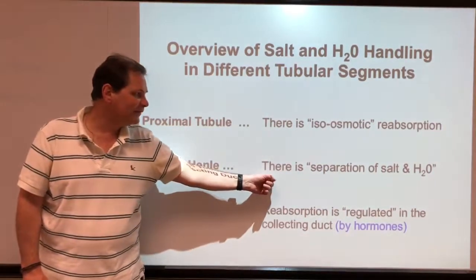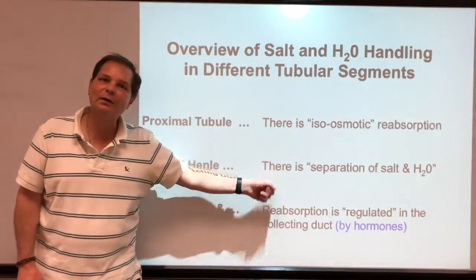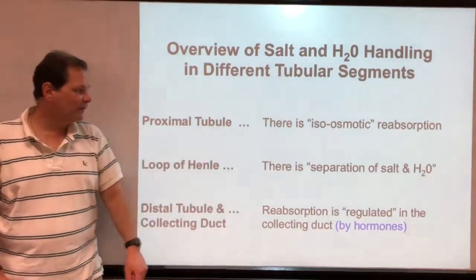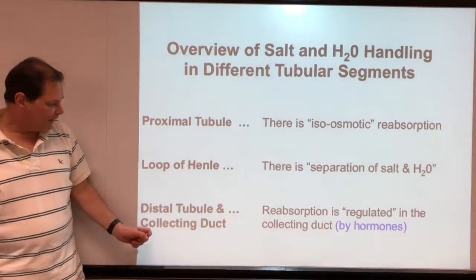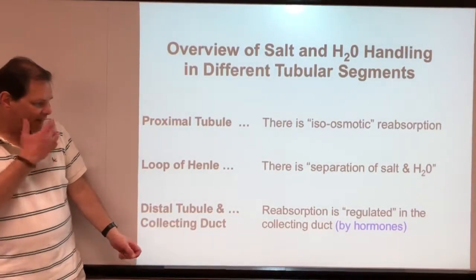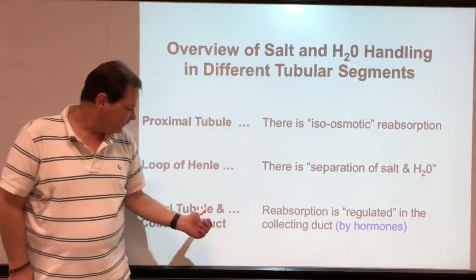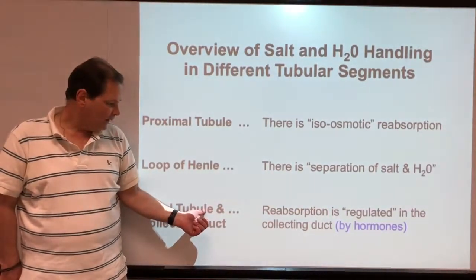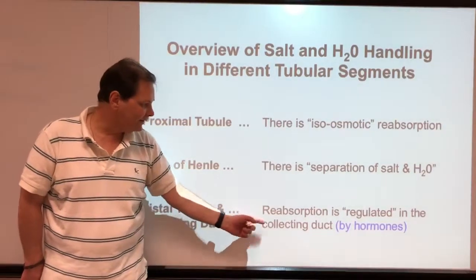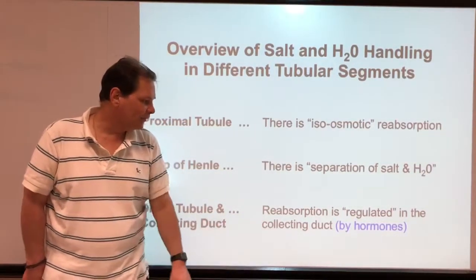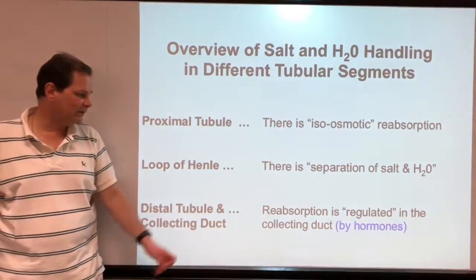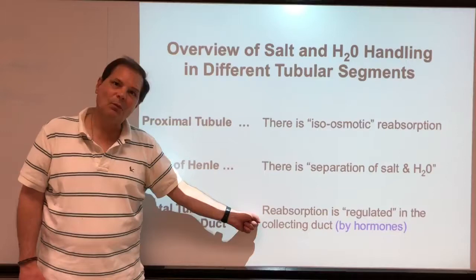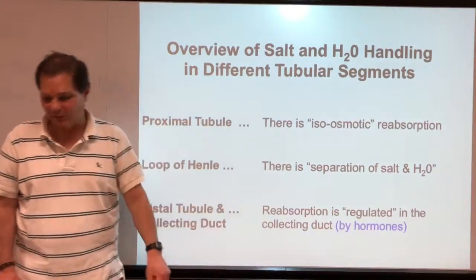And the loop of Henle, this is where we separate salt and water. The water reabsorption in the descending loop, the sodium reabsorption in the ascending loop. The distal tubule and the collecting duct, the distal tubule completely impermeable to water. Some sodium transport in the collecting duct. This is where our reabsorption is regulated, and this is where we determine through hormones, like antidiuretic hormone, whether we are going to get a dilute or concentrated urine.